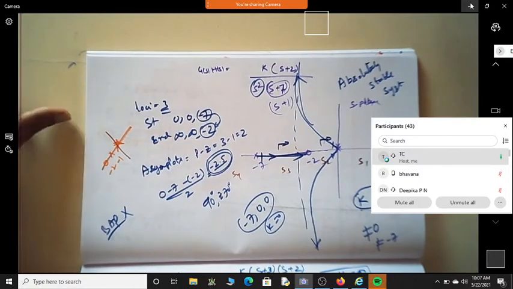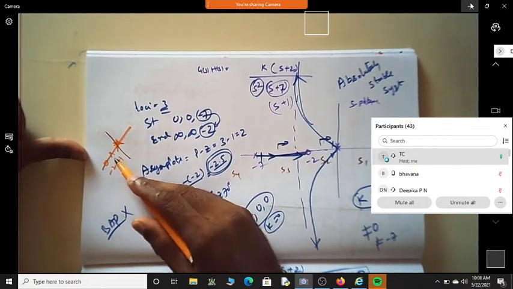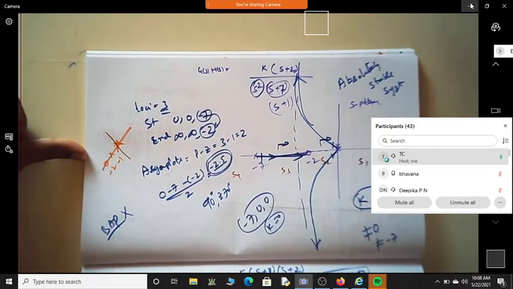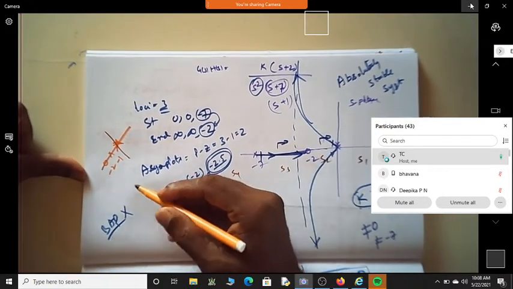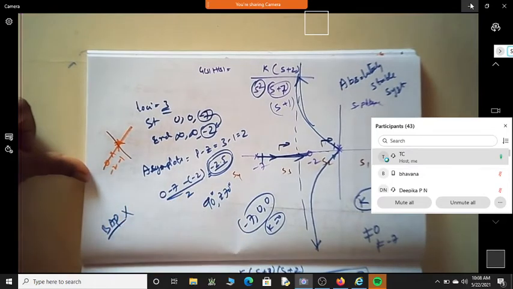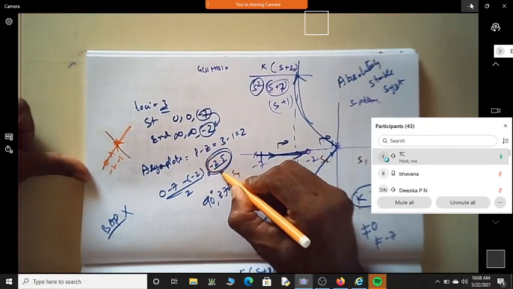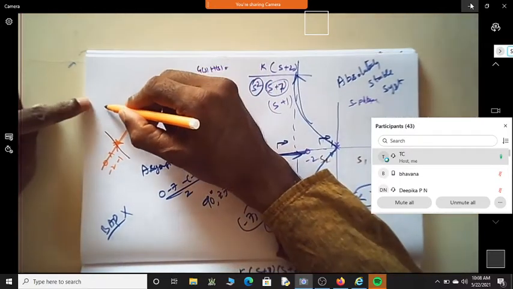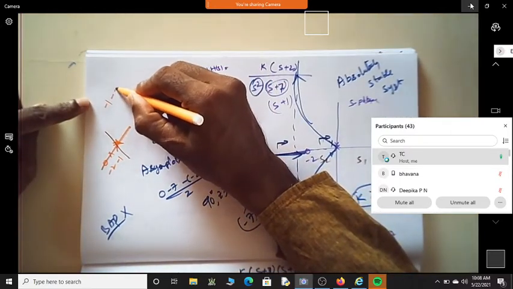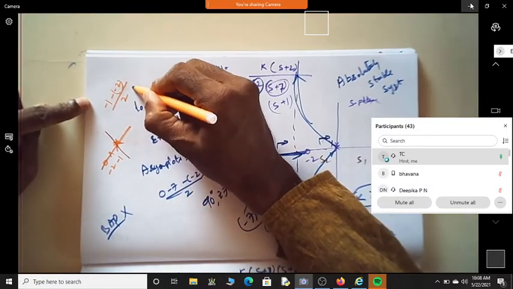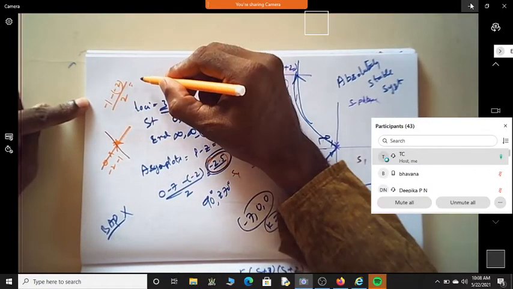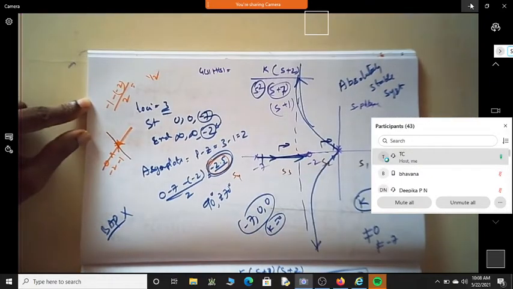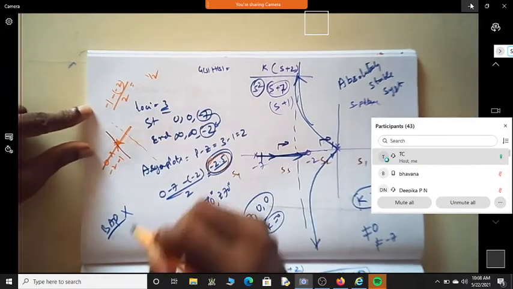Correct? Now, you know that there are how many asymptotes? Two asymptotes. Their centroid, you can see in the previous case it was -2.5. Now what is the centroid? Is it actually -1 minus of -2 by 2? Is it actually now half? Is it now on the right hand side?